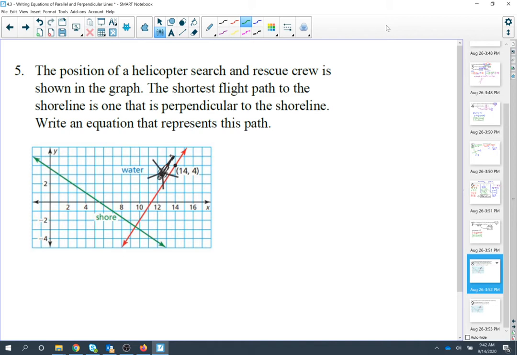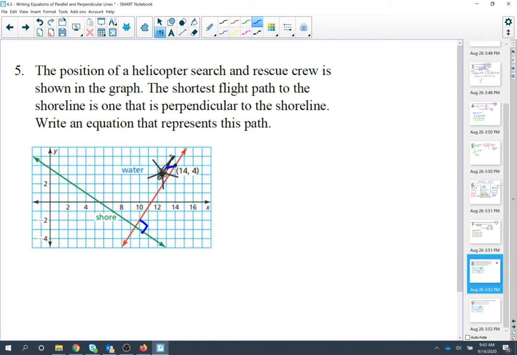So if we take a look at the picture, the green line is the shore. So I'm assuming maybe there's a beach back here, and then these guys are out over the water. Now, the rescue guy is sitting right here at 14, 4, and he's got to get to the shore. The shortest distance between any 2 points is a straight line, and the way we ensure that is that we go perpendicular and hit it at a 90-degree angle.